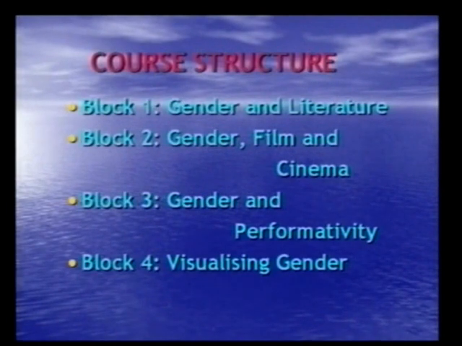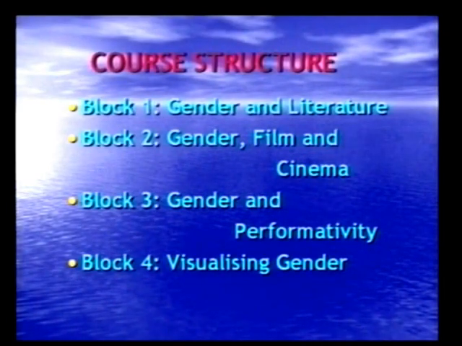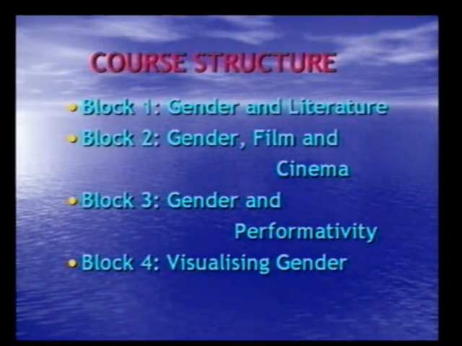Let me give you the course structure before beginning. The first block, Block 1, is about gender and literature. The second block talks about gender, film and cinema. The third block is gender and performativity, and the fourth block is visualizing gender. In all these blocks we have several things to discuss. We begin with the first block.